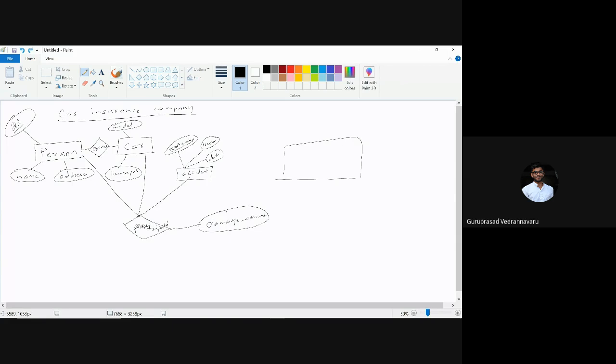For example, let's say you have a loan, you've taken a loan from a bank, and then you have an installment. When will this installment exist? This installment will exist only if you have taken a loan, right? So let's say, for example, you have a test.